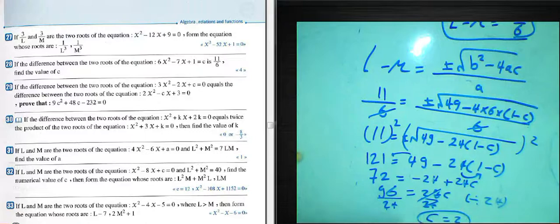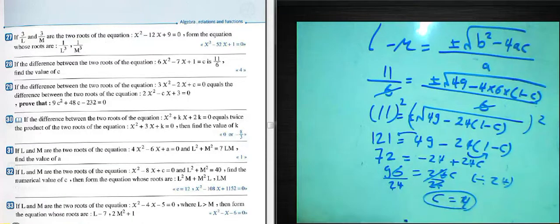Okay, 72 over 24 equals 3, because 3 times 24: 3 times 4 is 12, write 2 and carry 1, 3 times 2 equals 6 plus 1 equals 7, so c will be 3. It's okay.